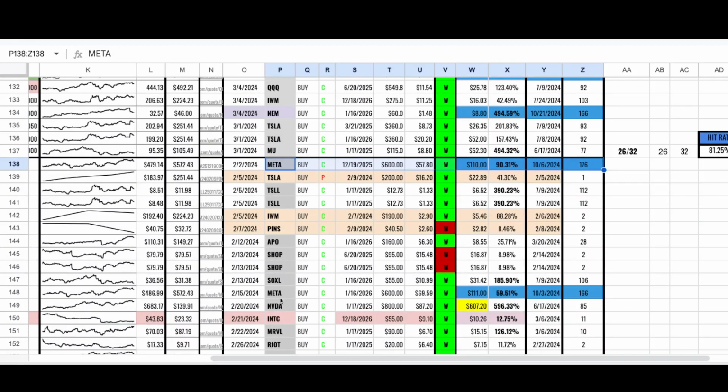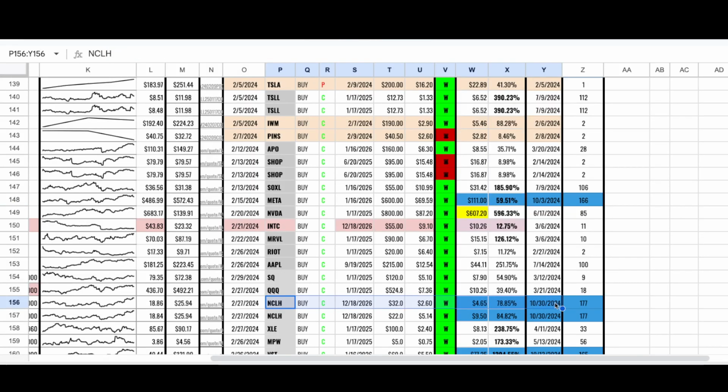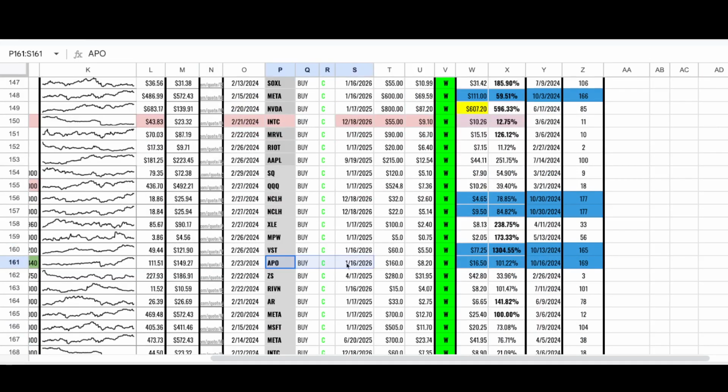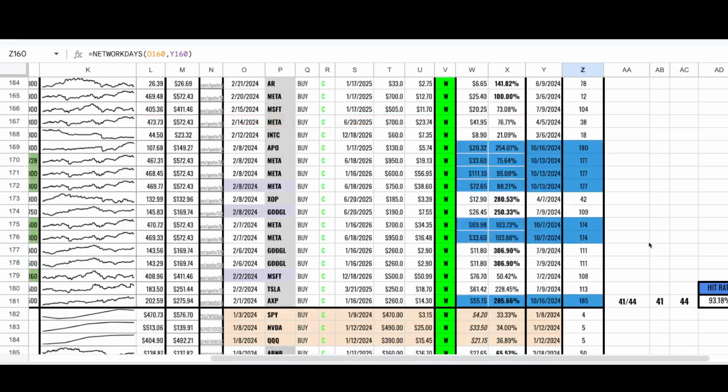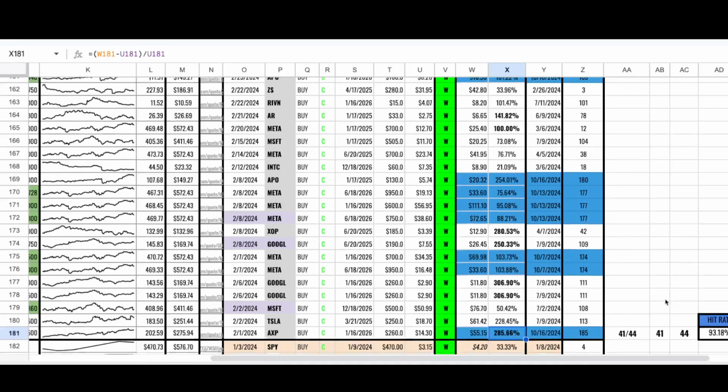Meta, I think, is one of the main ones that has continued to create higher highs. These ones 90%, 59%, NCLH, and VST. APO as well. If you take a look at VST right here, 1,300% return. Pretty crazy. Over a course of 165 days, though. Meta, you'll see, and AXP. So those ones definitely you'll see have some pretty big returns.